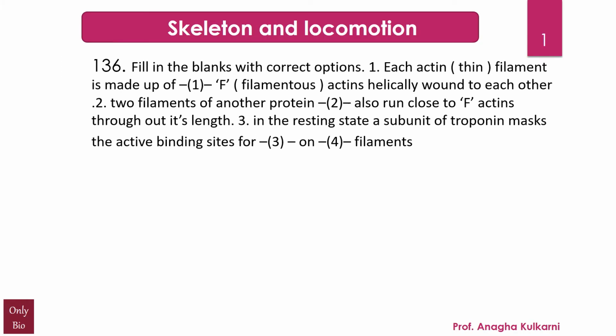Question number 136. Fill in the blanks with the correct options. First statement: each actin, that is thin filament, is made up of dash, that is 1, F filamentous actins helically wound to each other. Second statement: two filaments of another protein dash, that is number 2, also run close to F actins throughout its length. Third: in the resting state, a subunit of troponin masks the active binding sites for dash 3 on dash filaments, that is 4. So you may be slightly confused with this 1, 2, 3, 4.